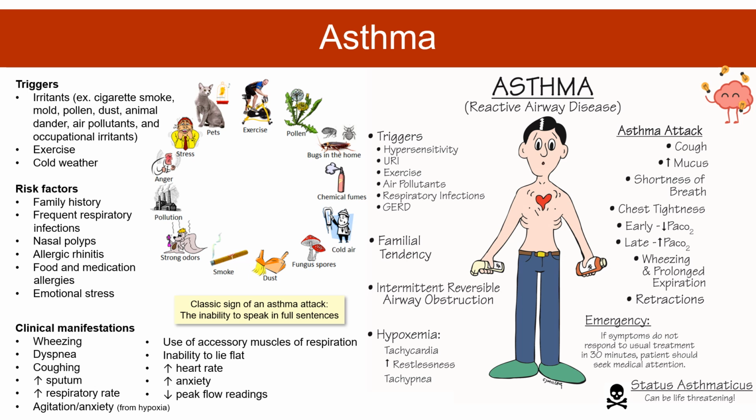Signs and symptoms. After a person is exposed to a trigger, the patient will have signs and symptoms like wheezing, dyspnea, which is shortness of breath, coughing, increased sputum. They'll have an increased respiratory rate. They can experience agitation and anxiety. That is a result of hypoxia. You may have use of accessory muscles when they're breathing. They won't be able to lie flat. They'll have increased heart rate, anxiety, and decreased peak flow readings.